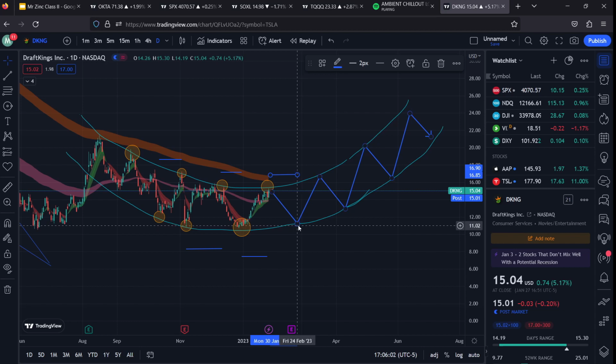I have my bounce off the bottom channel or the bottom trend of the channel pretty spot on to the expected time frame it will take. So I'm expecting on Friday, February 24th, give or take a couple days, that DraftKings price should be 1136. And that's valid so long as we stay within this channel.